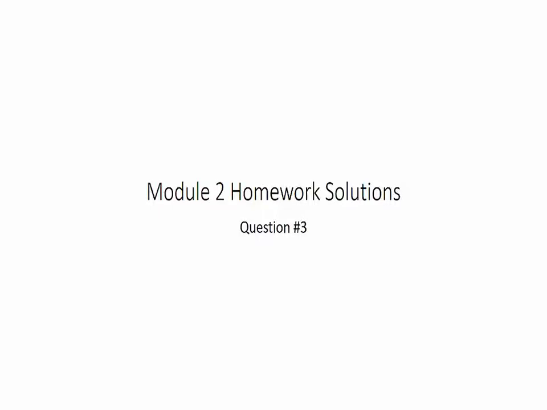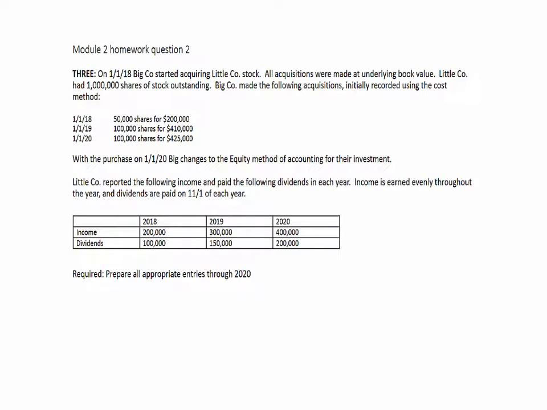Okay, let's go ahead and go through the solution to question 3 from the Module 2 homework assignment. This is an example of a change from the cost method to the equity method. So on January 1st, 2018, we started acquiring Little Company stock. Little Company has 1 million shares of stock outstanding.